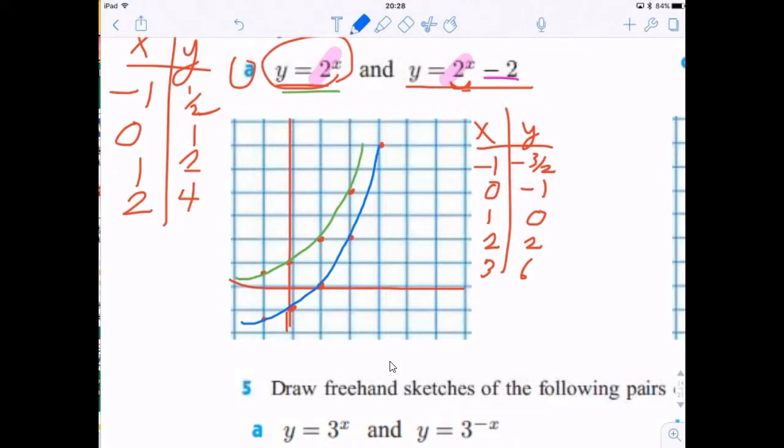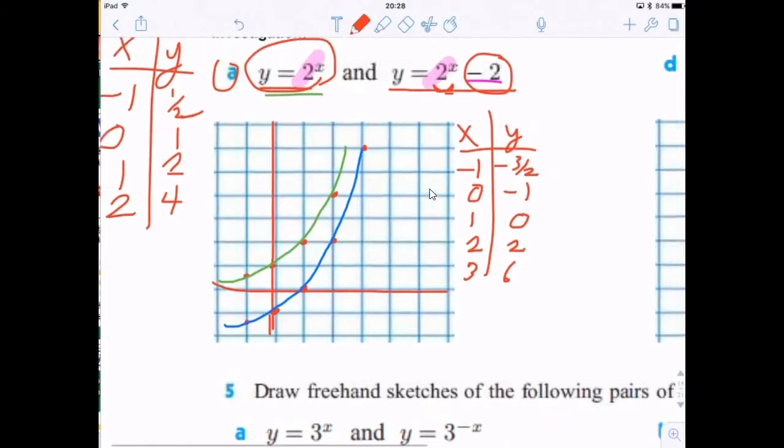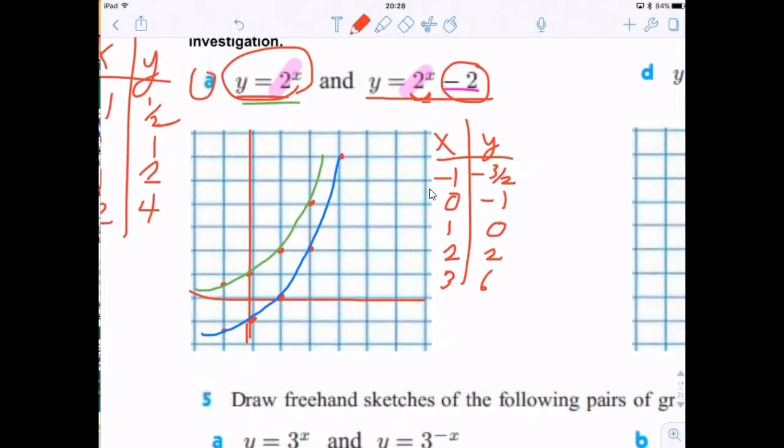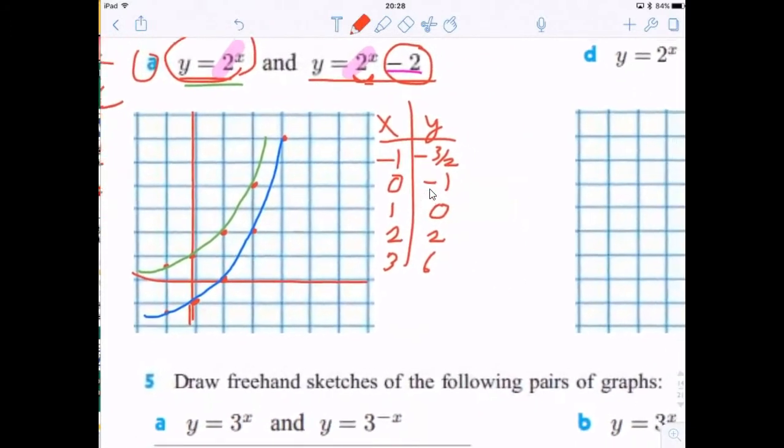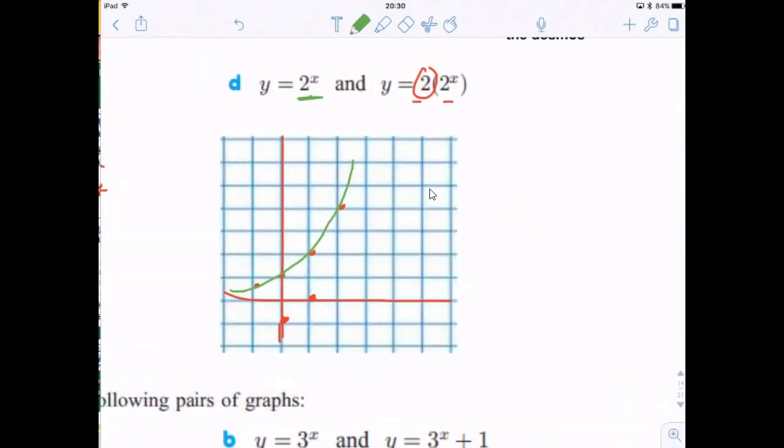So you can see that the blue graph is simply the green graph, and every single point is lowered by 2 units. Okay, so basically we have confirmed, just like we did in the investigation, that the plus c value here adjusts the height of the whole function's graph without really changing the shape. Let's move on to the next one.